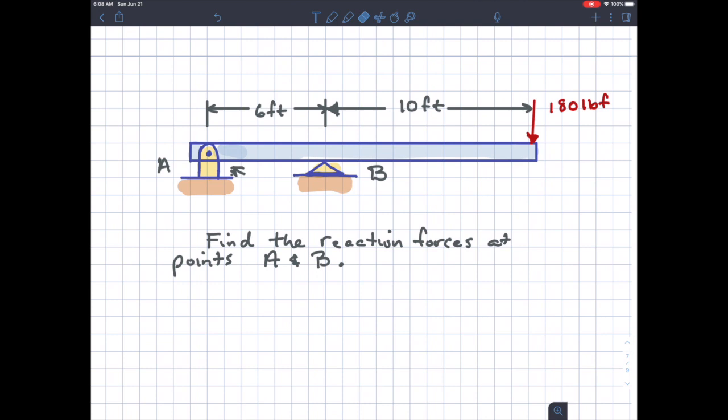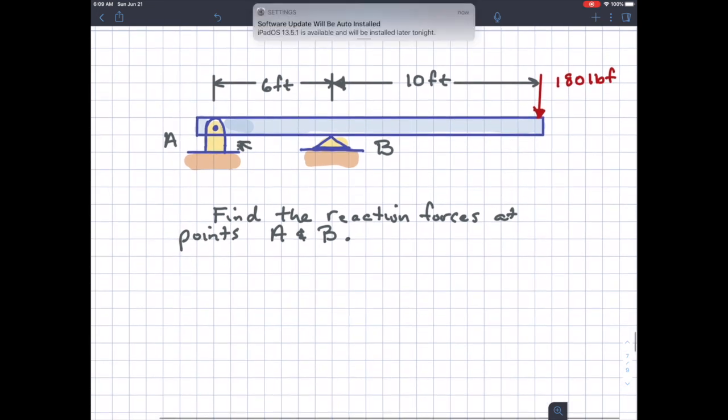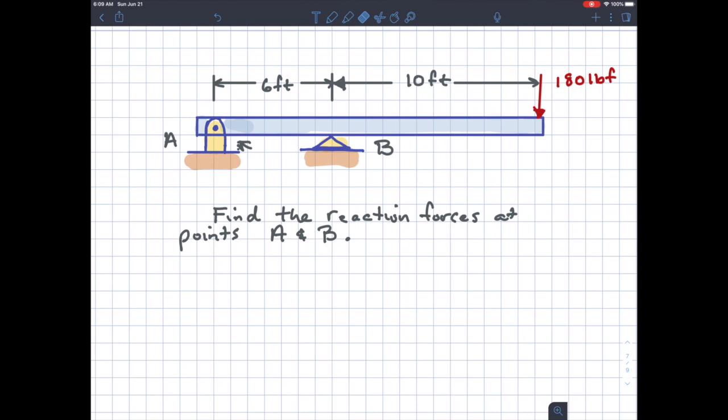Okay, in this video we're going to work a problem that requires us to apply both principles of static equilibrium that we've done before, but we're also going to fold in the idea of using moments. The problem statement says to find the reaction forces at points A and B.